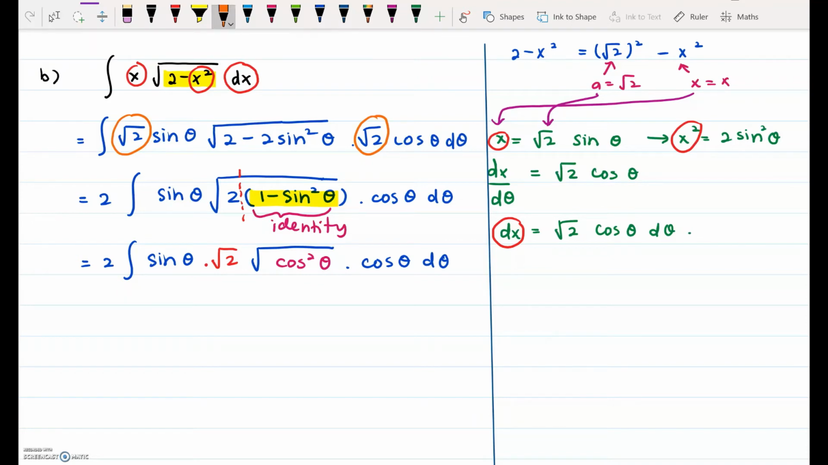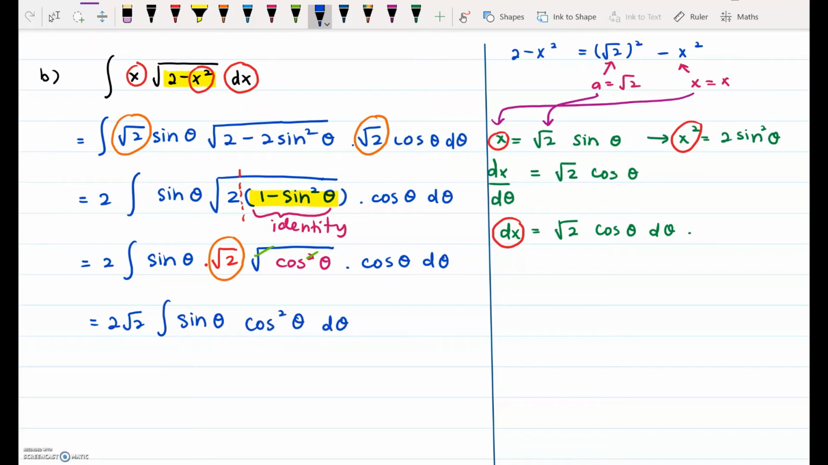Next we will simplify here. We have the numbers we can put outside, so it will be 2 square root 2, integration of sine theta. Then you can simplify here. Look, we have square root and square. Again we have the square root and square. So you can simplify, and you have cos times cos, which is cos squared theta.